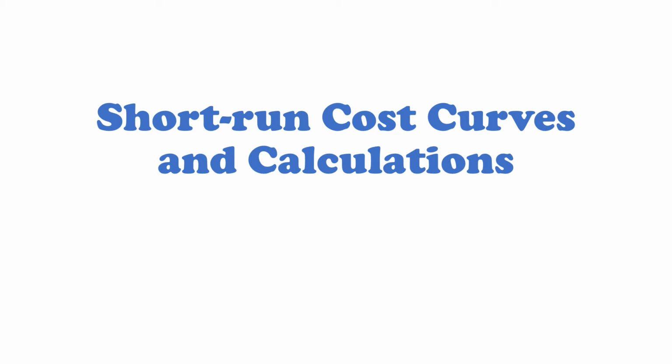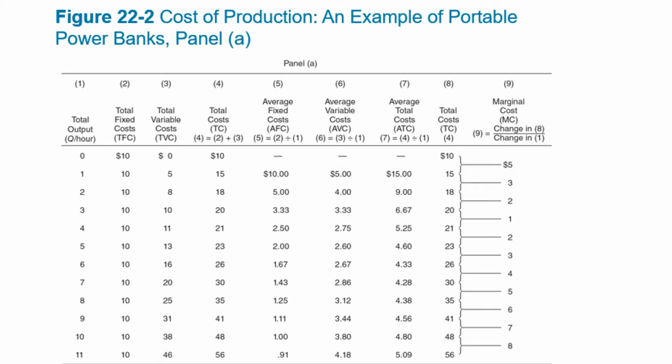In this video, I will be talking about short-run cost curves and how to calculate different costs. This shows some of the costs that I will be calculating in this video. The total fixed cost, the total variable cost, the total cost, which is the total fixed cost plus the total variable cost, the average fixed cost.